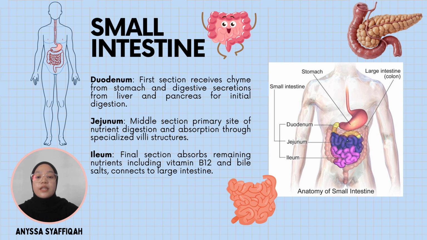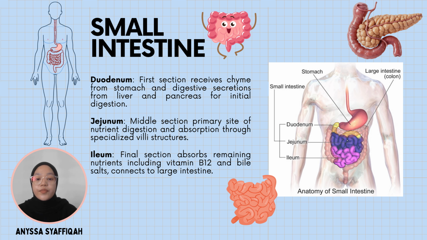The small intestine has three main parts, which are duodenum, jejunum, and ileum. The first part is the duodenum. The duodenum receives chyme from the stomach. Chyme is the semi-digested food mixed with stomach acid.